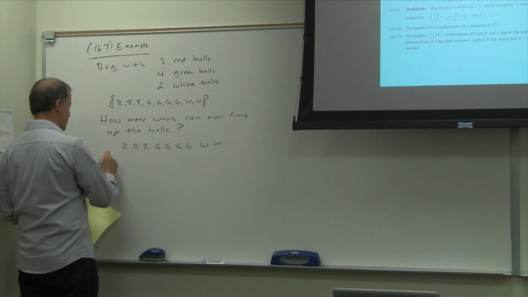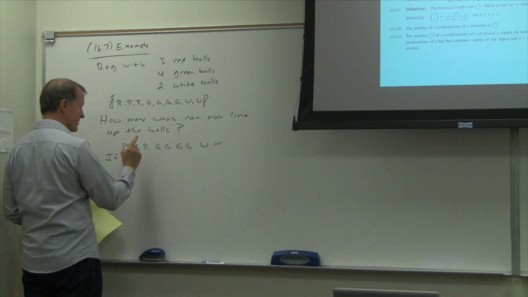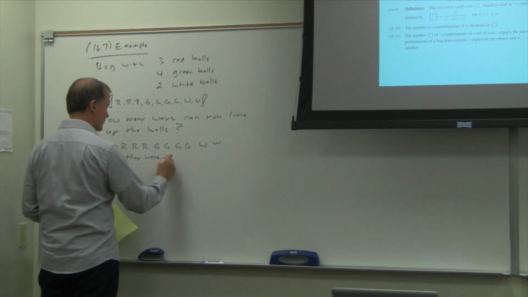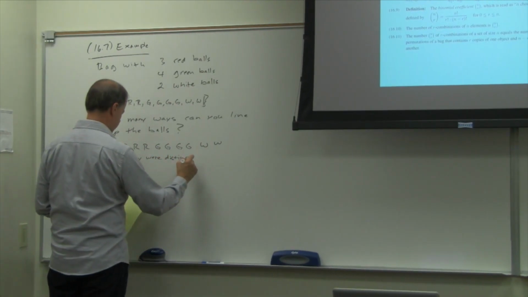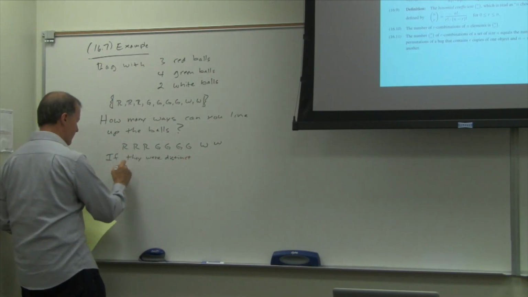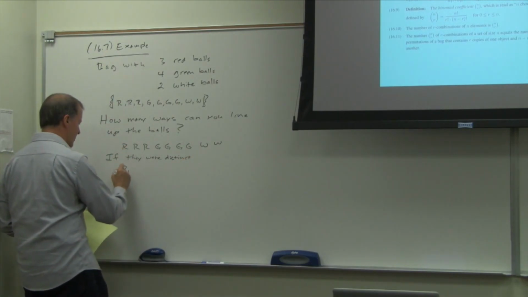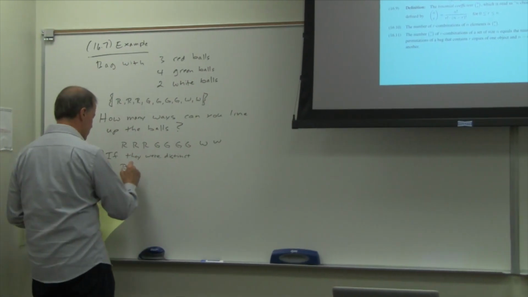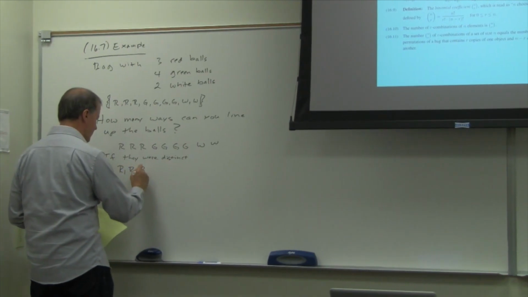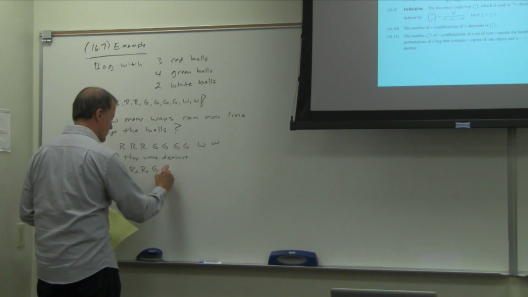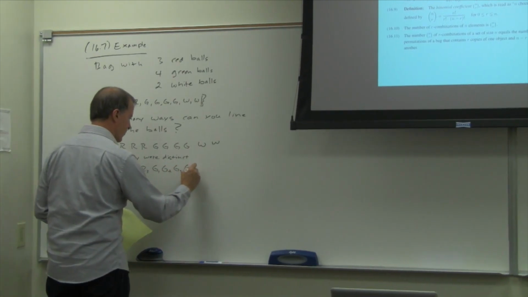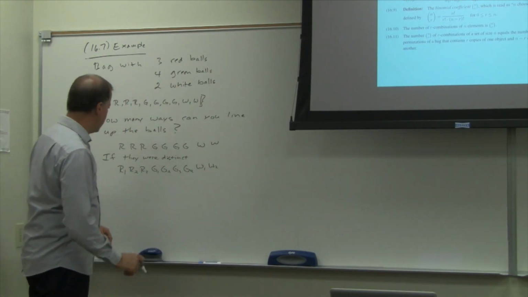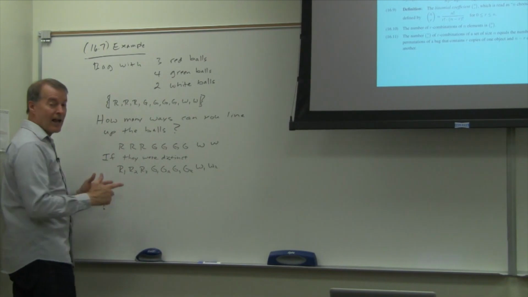Now, let's make them distinct just for the sake of argument. If they had numbers on them, like pool table balls, so R1, R2, R3, G1, G2, G3, G4, W1, W2, then how many ways would there be?